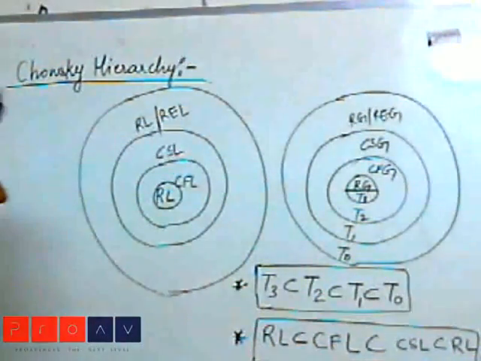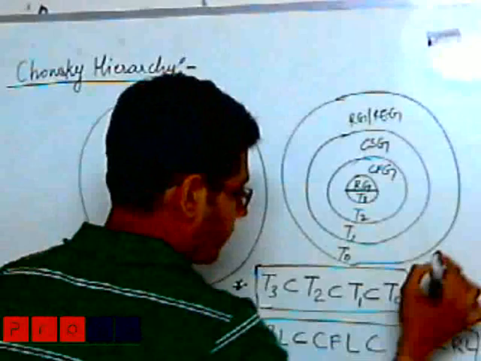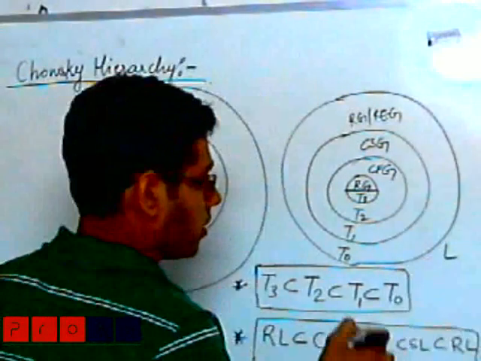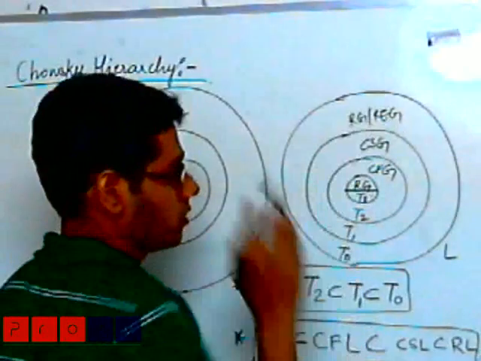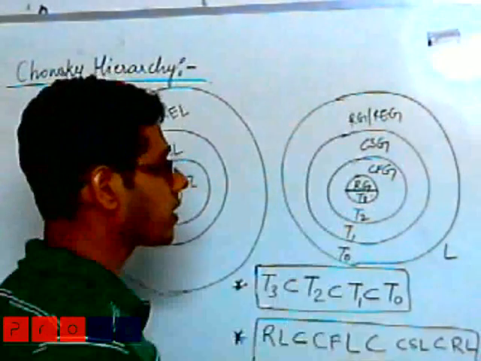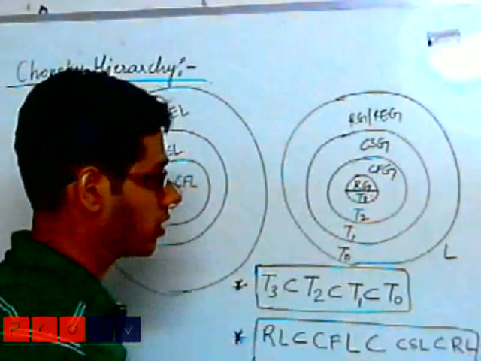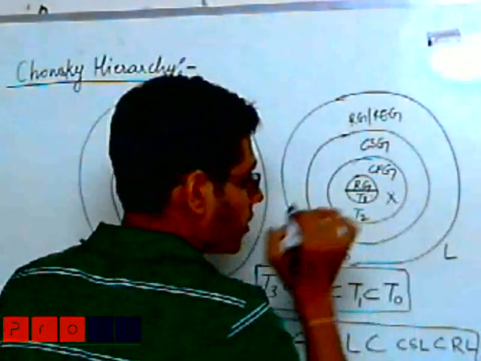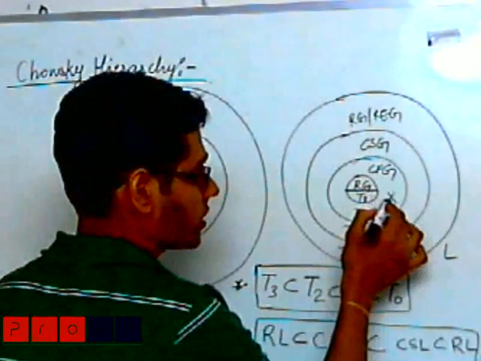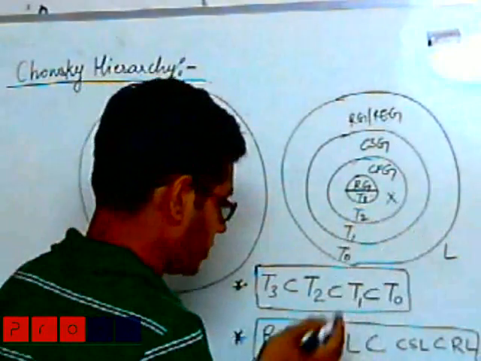Okay. Means, if language L is a regular grammar, then definitely it is a recursive grammar. It is a context-sensitive grammar. It is a context-free grammar. But not all the context-free grammars are regular grammars. But all the context-free grammars are context-sensitive grammars. It is clear from here.